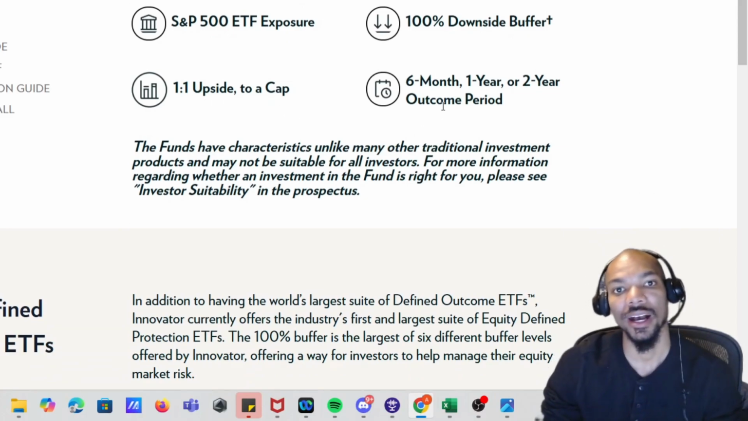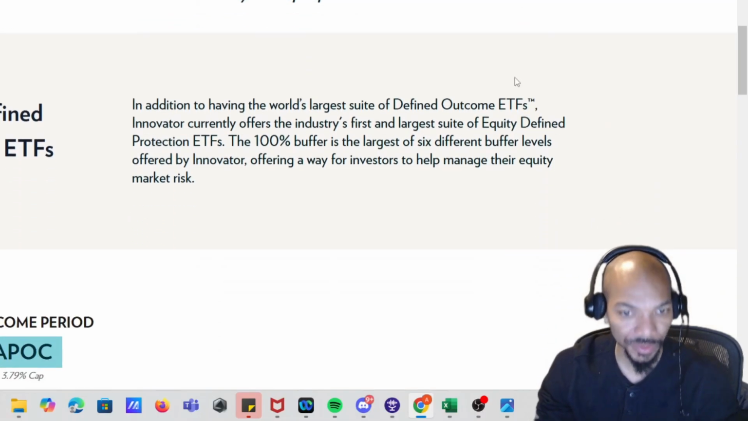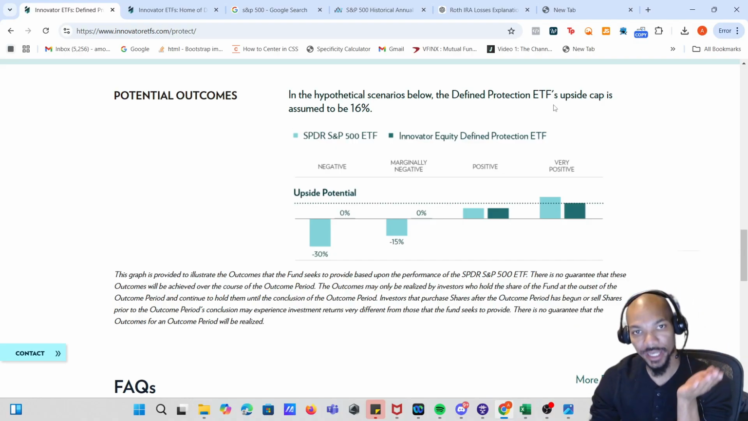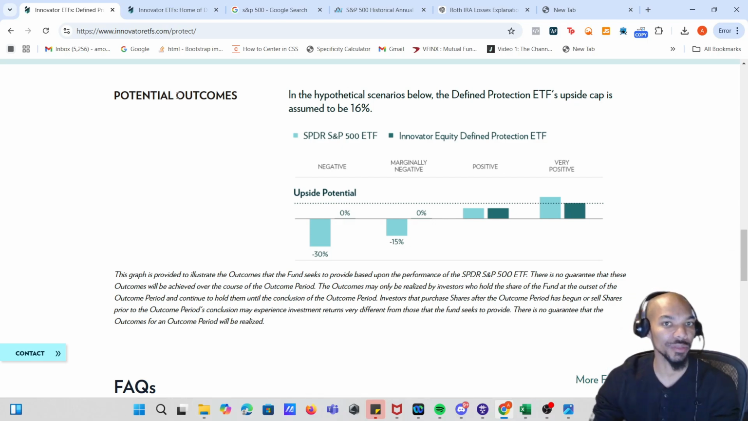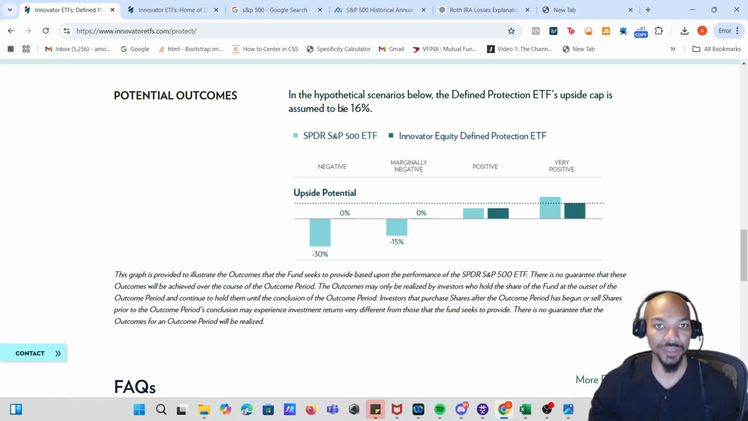So you get the S&P 500 ETF exposure, 100% downside buffer, and one-to-one upside to a cap. They have one for 6 months, 1 year, and 2 years. These are hypothetical situations. For defined protection ETFs, it says potential outcomes. In the hypothetical scenario below, the defined protection ETF's upside cap is assumed to be 16%.